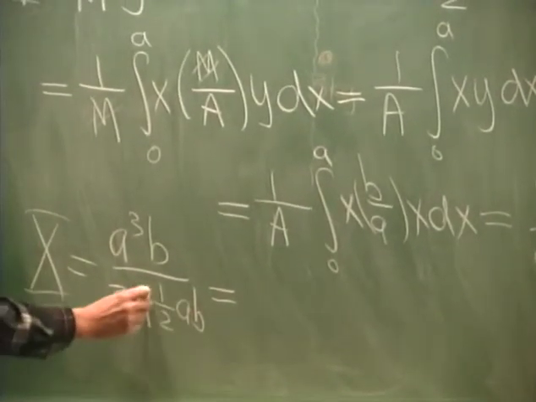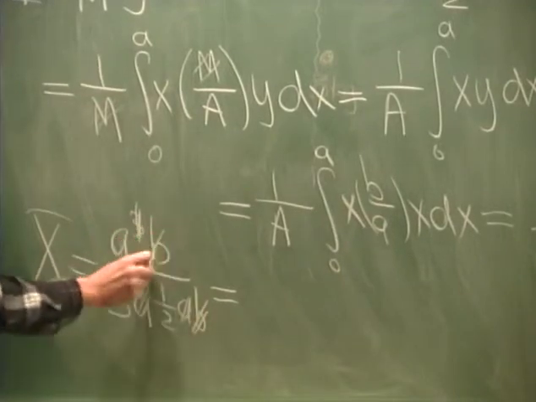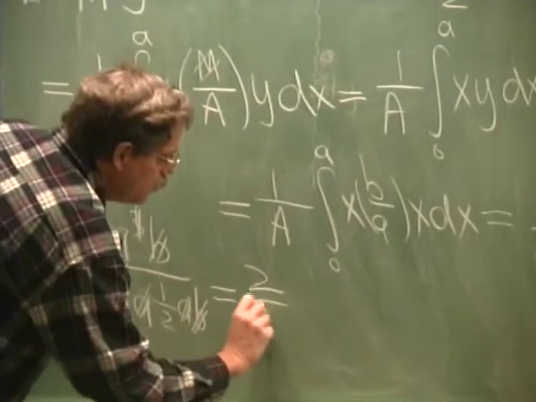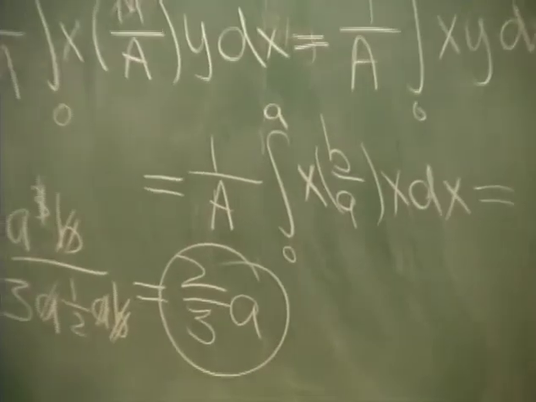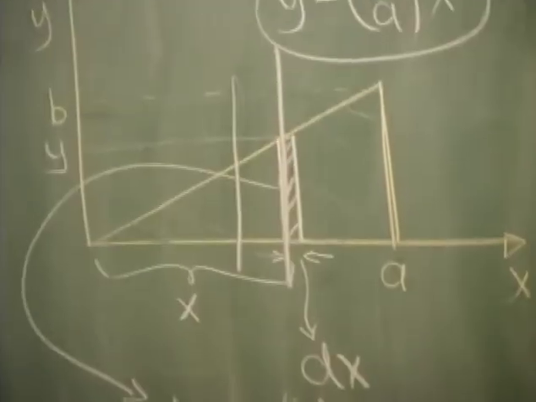A and a squared cancels 2 of those. The b cancels completely. I bring the 2 up into the numerator, and I get 2/3 a. Make sense? Yeah, that's kind of where we thought it would be. A little bit more than halfway across. In point of fact, it's 2/3 of the way across.